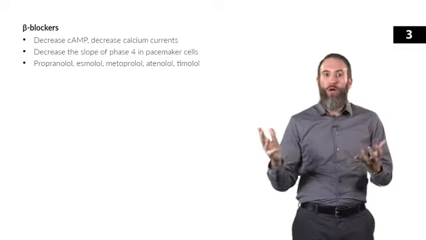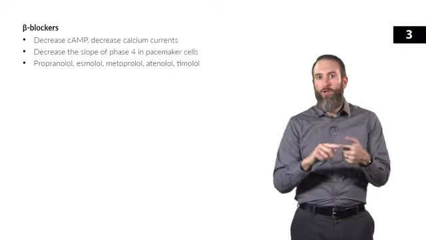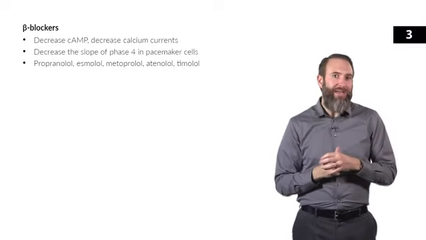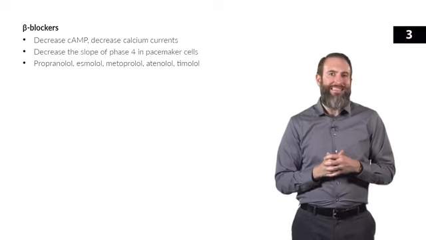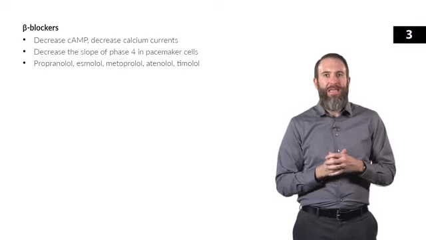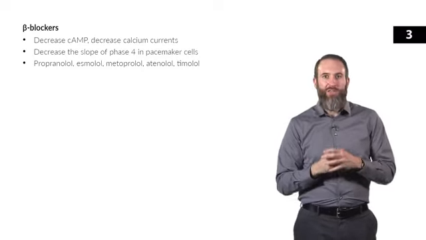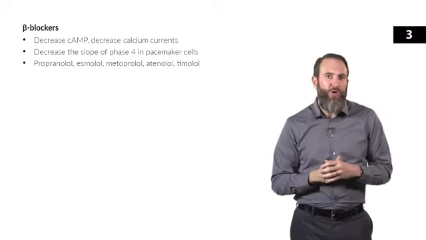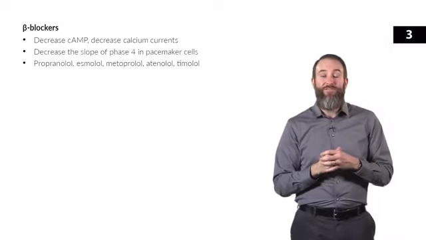Next class, beta blockers. These are the bad boys. So the beta blockers like to end in -olol, like propranolol, esmolol, metoprolol, atenolol, timolol. There's a lot of -alols out there. So the mechanism is that they decrease cyclic AMP, and they're going to decrease calcium currents as well. So they increase the PR interval and suppress abnormal pacemakers, especially the AV node. So how do they work? Well, they suppress abnormal pacemakers by decreasing the slope of phase 4.